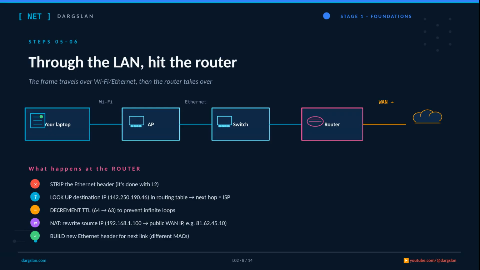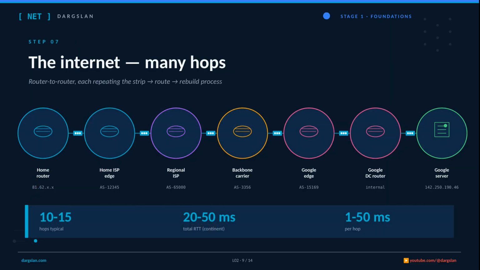The router strips off that Ethernet header, looks up Google's IP in its routing table, and sees the next hop is your ISP. It decrements the TTL from 64 to 63, a safety net against infinite loops, then performs NAT, rewriting your private source IP into the public WAN address. Finally, it builds a fresh Ethernet header for the next link because those MAC addresses are about to change completely. And that same dance now repeats over and over.